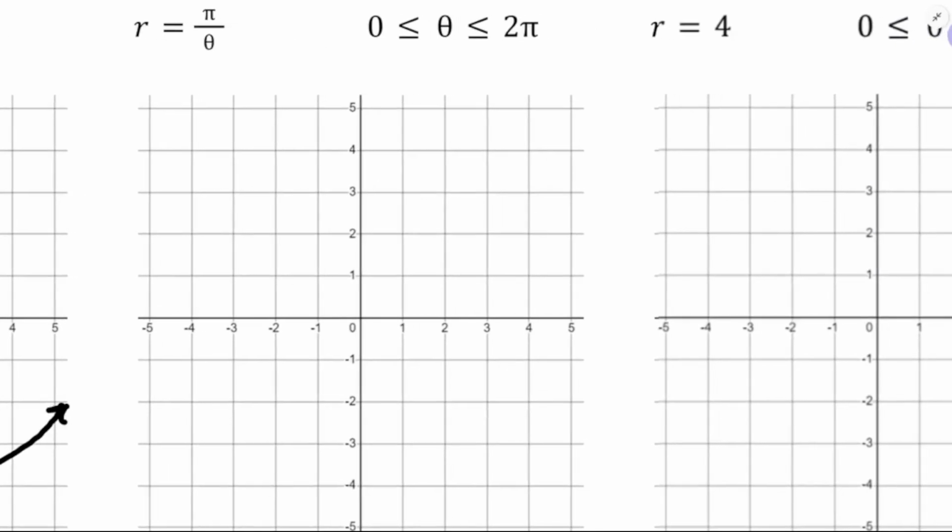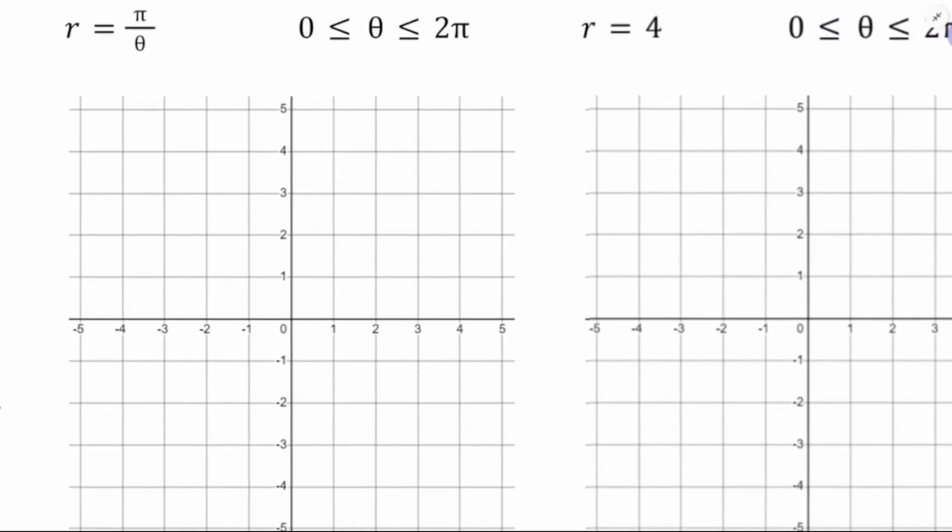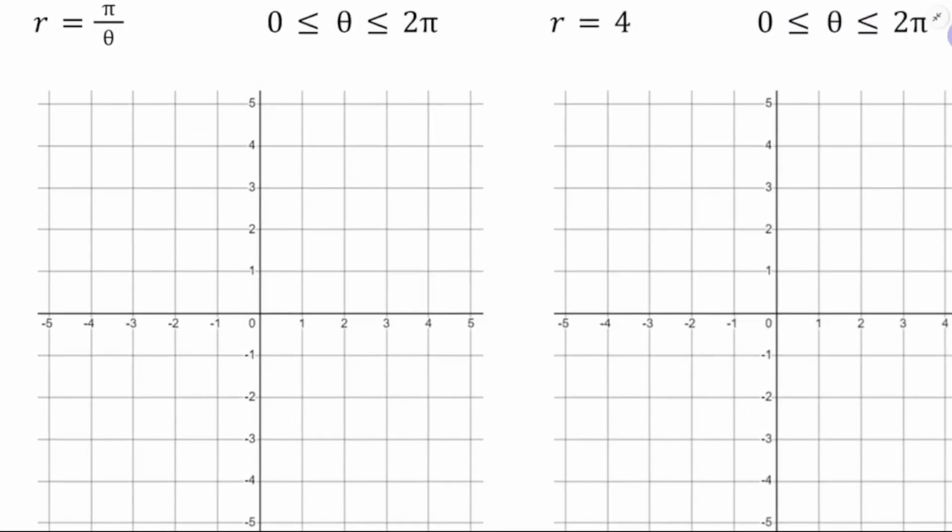R equals theta divided by pi. Now, this is not one that we did in class, but I feel like maybe we should have. Now, theta in this case is not going to be able to run 0 to 2 pi, because when theta equals 0, r is going to be undefined. I think what I want to do is start with theta equals 2 pi, actually. Yeah, that's what I'm going to do. I'm going to use some color. Okay, when theta equals 2 pi, r equals pi over 2 pi, which is 1/2.